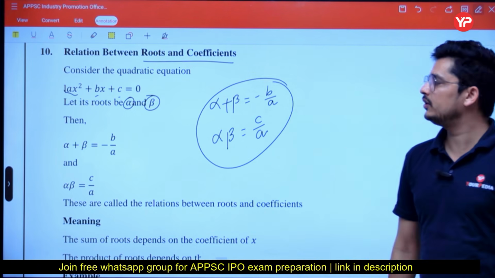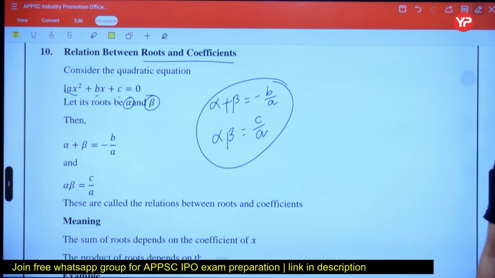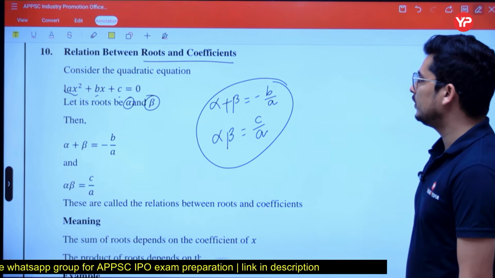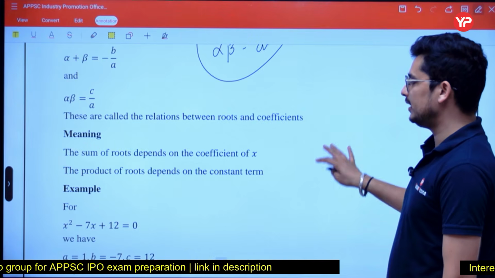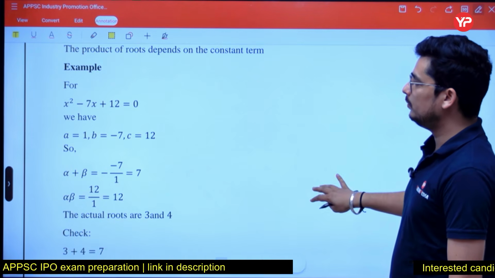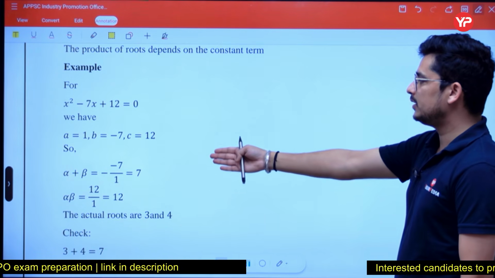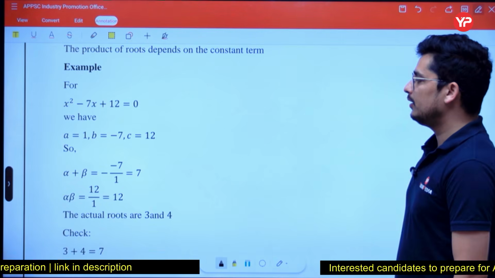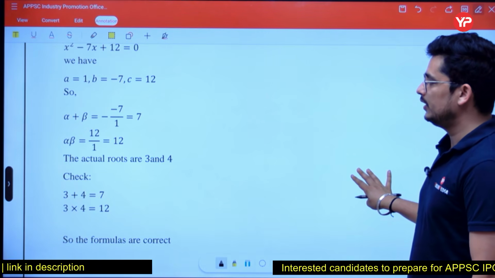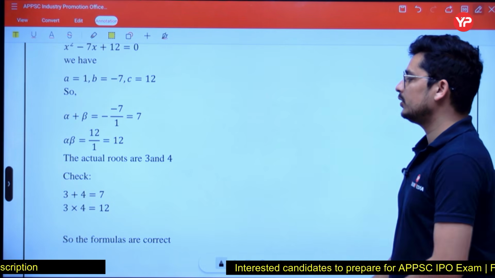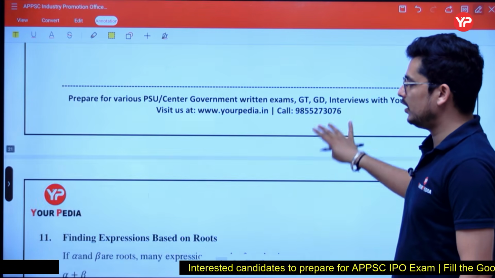The sum of root is always equal to minus b by a. The multiplication of root is going to be c by a. Like if you calculate alpha plus beta, that is going to be 7 here. Alpha into beta is going to be 12 here. If you calculate the root, that are 3, 4, you can justify that our formula is correct.